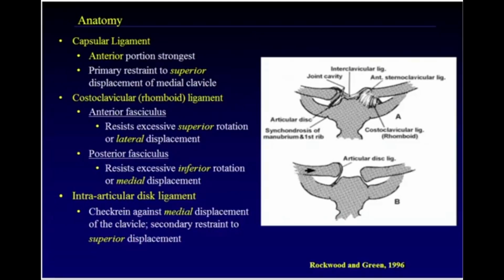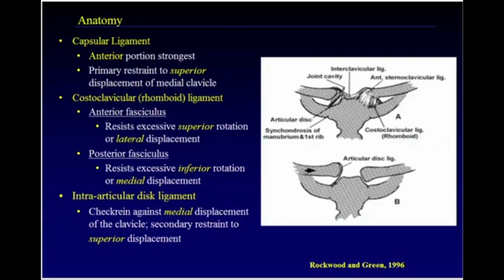The stability of the sternoclavicular joint is dependent on multiple ligamentous structures. The anterior portion of the capsular ligament is the strongest, and that is the primary restraint to superior displacement of the medial clavicle. Then you have the very important costoclavicular ligaments, or the rhomboid ligaments, which are listed here, and these resist superior rotation or lateral displacement, as well as inferior rotation and medial displacement, depending on whether you're talking about the superior or inferior portion of the ligament.